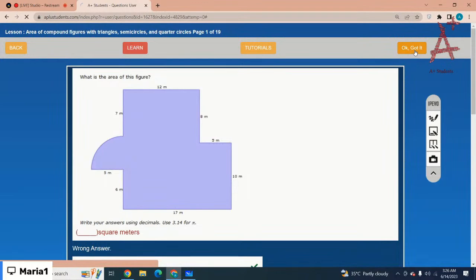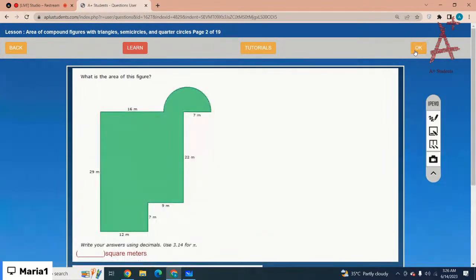Basically, you have to divide the compound figure into three small figures and then you have to calculate the value. Like this one, you can divide the figure into two rectangles and one semicircle. Then you can solve this one. This one is semicircle and this one is a rectangle. Then you can solve. Got it?